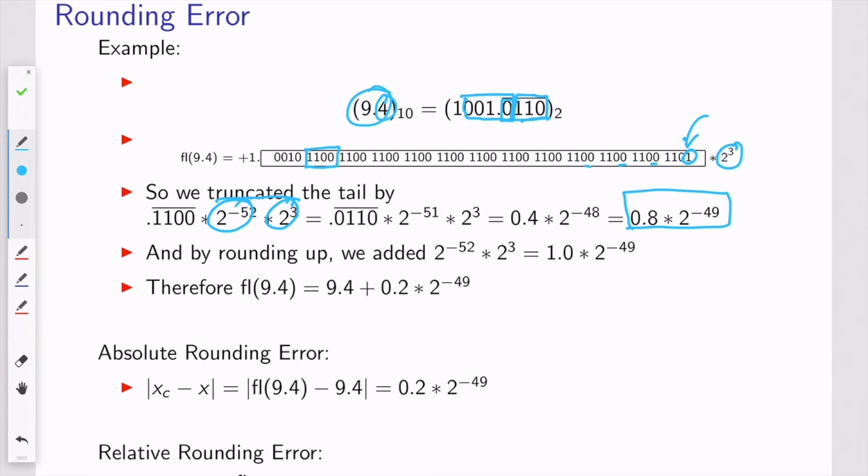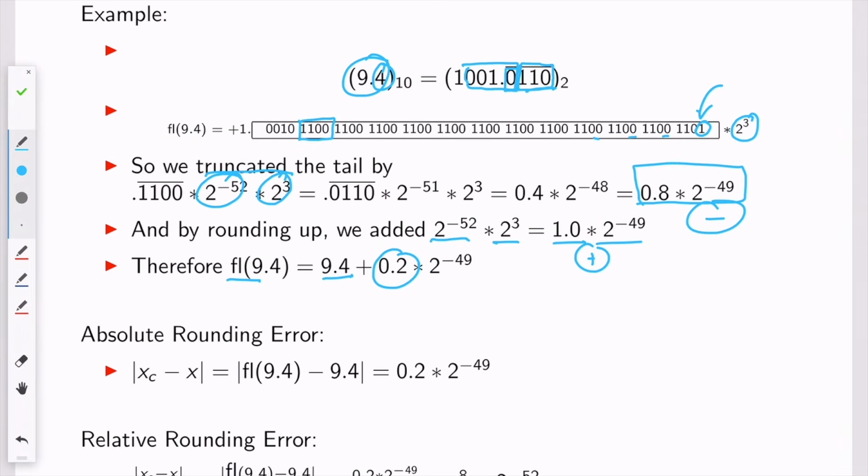So what you did there was you added 1 in the 2 to the minus 52nd place, but the overall exponent was 2 to the 3rd. So what you did was you added 1 times 2 to the minus 49th power. And so you can compute a negative sign on this stuff that you threw away, and you can compute a plus sign on this stuff, and if you calculate that out, the 1 minus the 0.8 gives you a 0.2 times 2 to the minus 49th. So the floating point representation of 9.4 is actually 9.4 plus 0.2 times 2 to the minus 49th power.